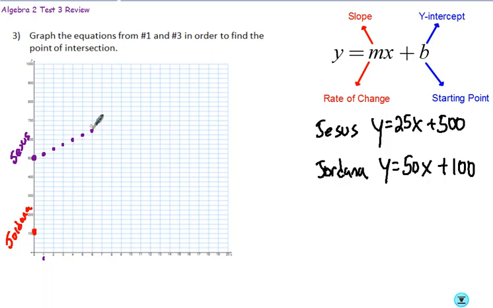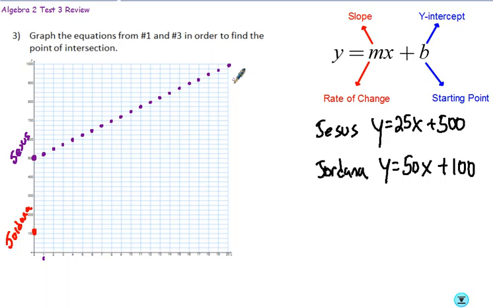And you notice that the line's going uphill. That should make sense because he's saving money. The value of his account is increasing each month. So that's why we have a line that's going uphill. And in a second here, we'll graph Jordana's, and we'll be able to then compare the steepness, because that's what slope really is. Slope's a measure of steepness. So we'll be able to compare the steepness of Jesus's line versus the steepness of Jordana's line.